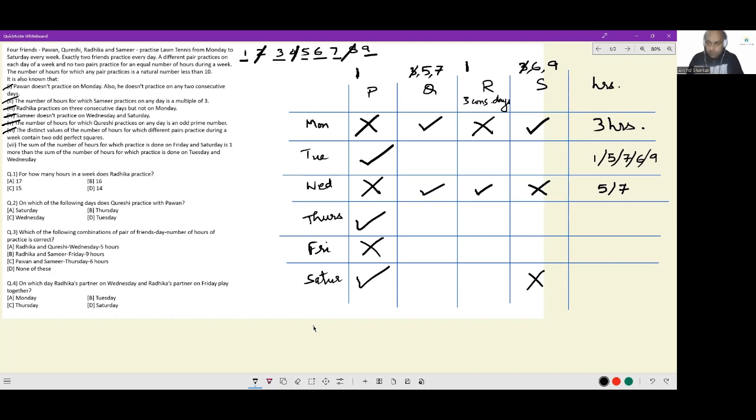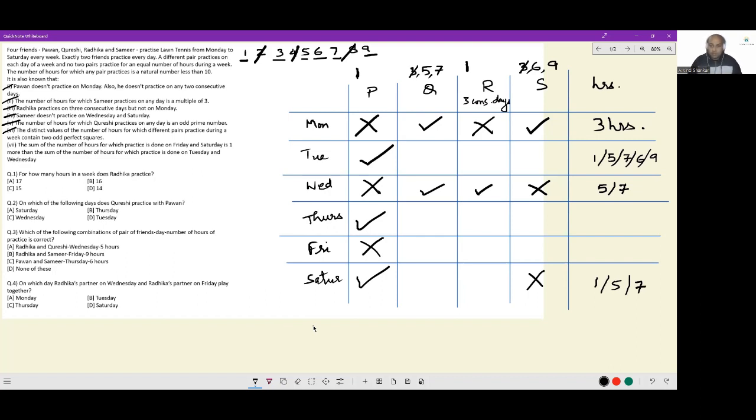Okay. Now, on Saturday, the number of hours for which workout is happening cannot be 6, it cannot be 9, because those are numbers that are present with Samir. But I can be absolutely certain, the potential numbers here are 1, 5, and 7. One of these three.